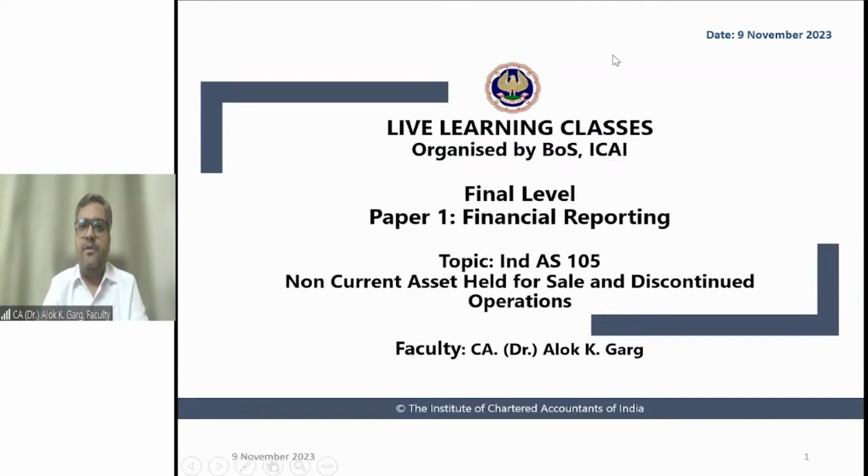Okay. So students, in the last class, we have discussed that non-current assets held for sale denotes that if any non-current asset is held for sale, meaning the held for sale criteria is met, for example, property, plant and equipment, investment property, intangible assets, right, biological asset, then it has to be presented, classified and measured as per Ind AS 105.